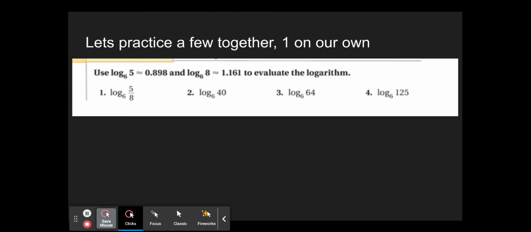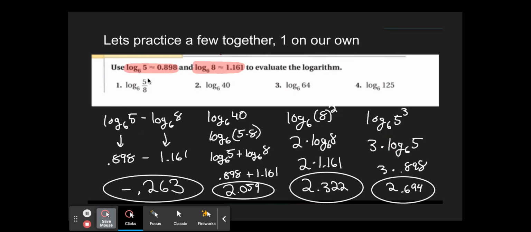Hit pause now, try it, and I'm just going to immediately skip to these slides where I show you what we did. So 5 over 8, I go, well, that's log base 6 of 5 minus log base 6 of 8. So 0.898 minus 1.161. Here, 40 I recognize as, well, that's 5 times 8. So it's log base 6 of 5 plus log base 6 of 8. So I'll add them together.